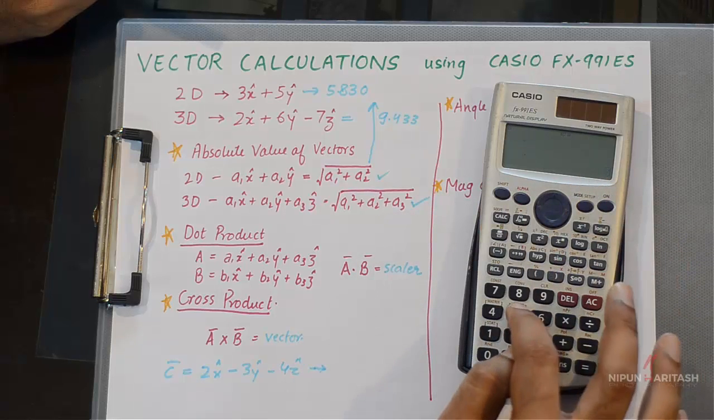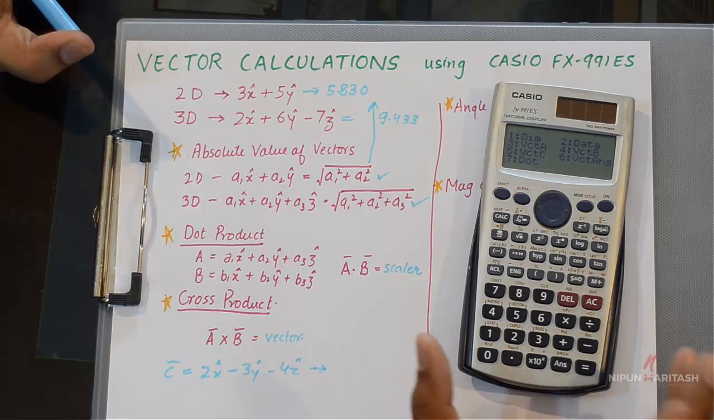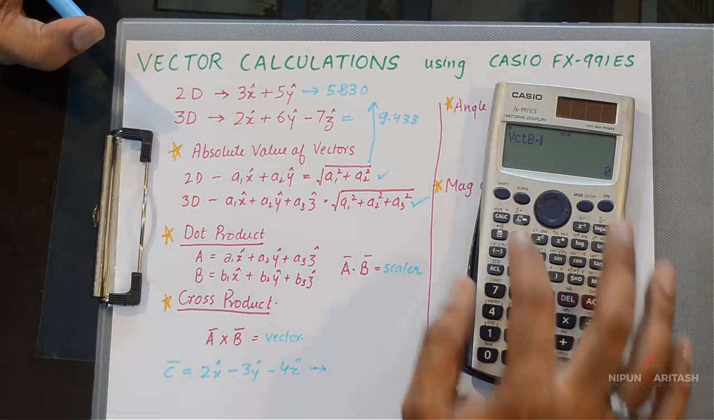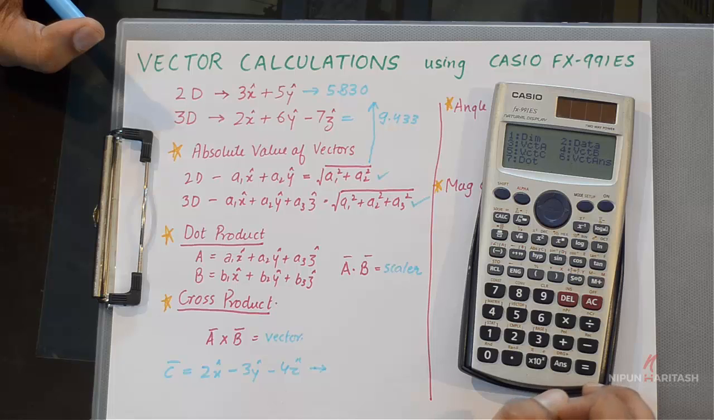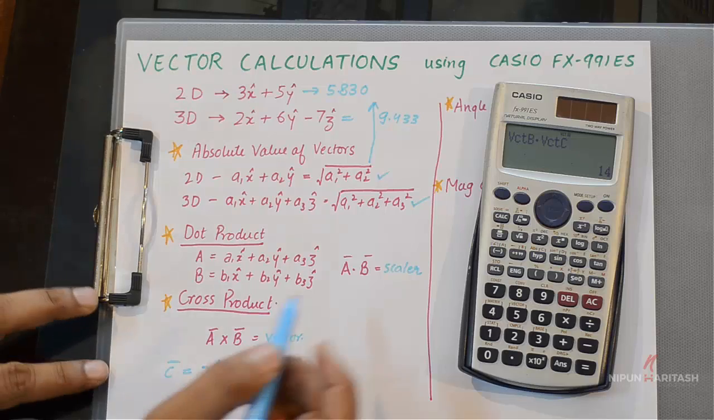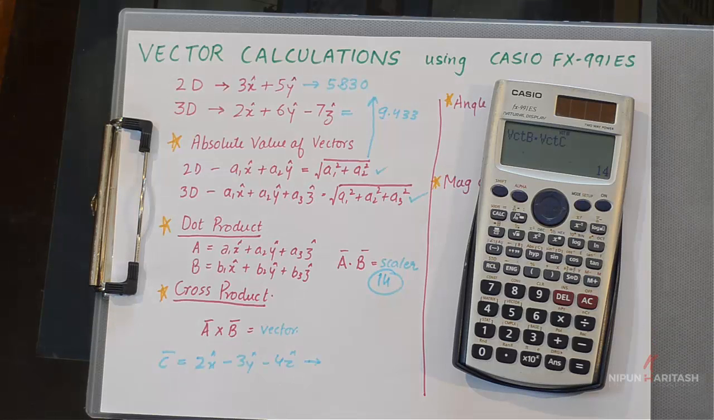We can go back to vector options, and by pressing 7 you can bring in the dot operator. So I'll press 7 and then go back to vector operations. I'll press 5 for vector C. Now on the screen you can see it is telling me to find out the dot product of vector B and C. When I press equal, it gives me 14, which is a scalar quantity, so the dot product of vector B and C is 14.